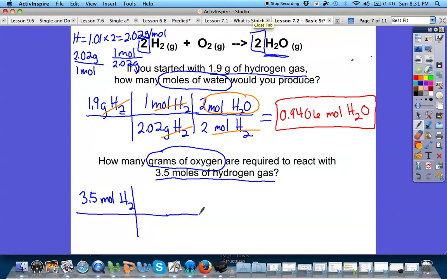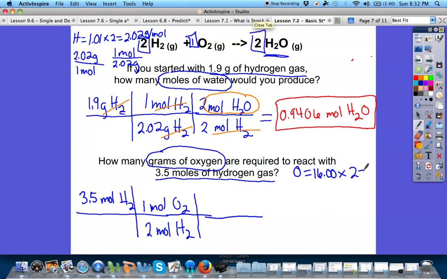Then we need our mole-to-mole ratio that comes from our chemical equation. So we again have 2 moles of hydrogen. And now we want the moles of oxygen, so we have 1 mole of oxygen. And then we're going to need the molar mass of oxygen. Oxygen's average atomic mass is 16. Multiply that by 2 since we have 2 of them, and that's going to be 32.00 grams per mole.